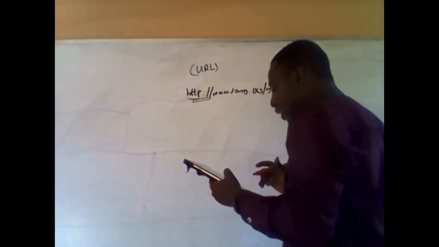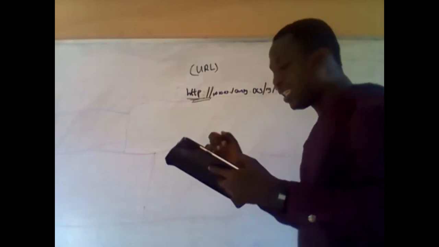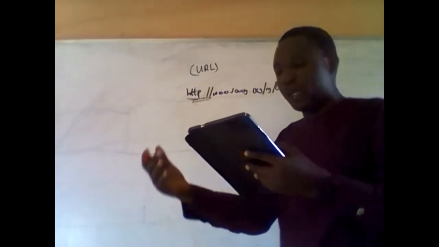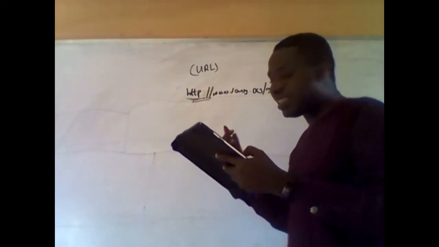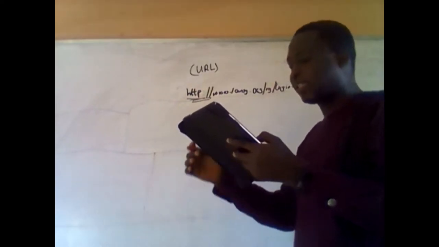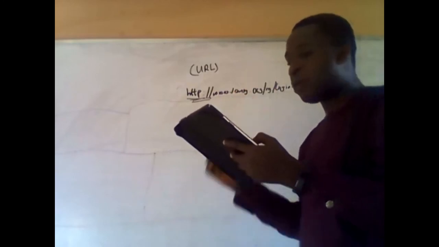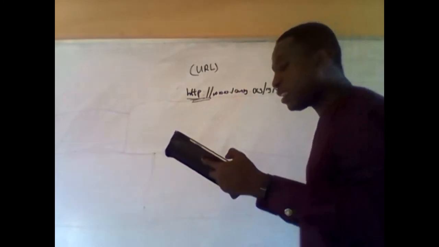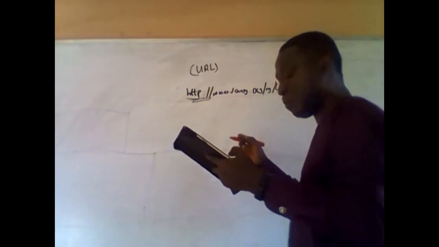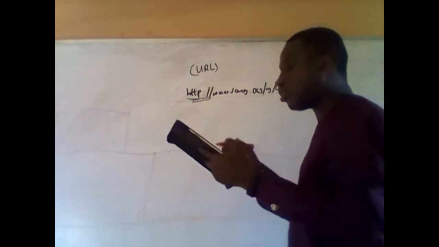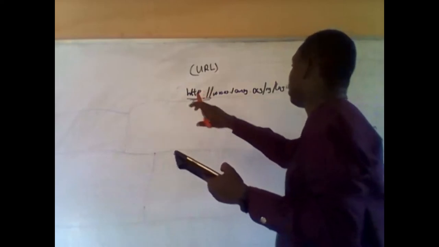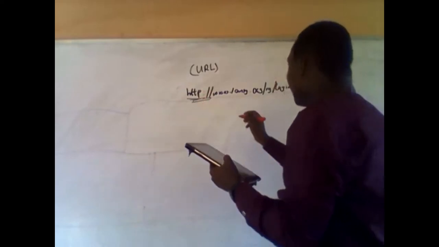A protocol is a set of rules specifying how communication between computers should take place. Ordinarily, web pages are sent using hypertext transport protocol, so most URLs start with the abbreviation HTTP. The name of the protocol is always followed by a colon and two slashes like this.